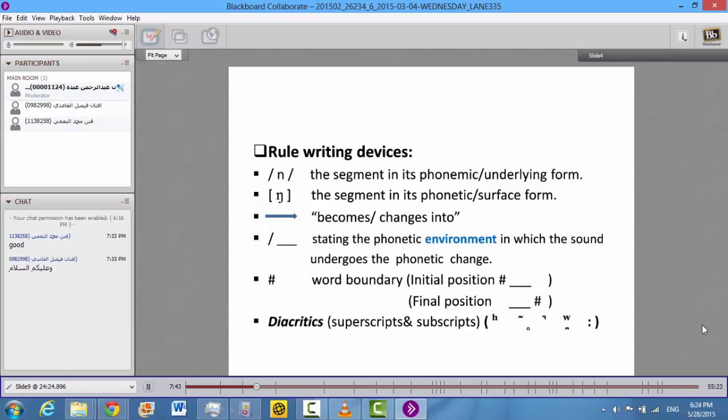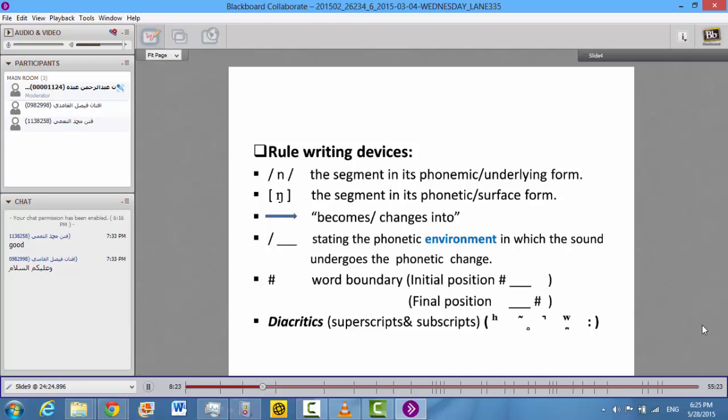Look at this mark also. We call it the word boundary. Here we have two lines crossing each other, crossing another two lines. We call it word boundary. This is used whenever we have a sound occurring initially or finally. So if the sound occurs in initial position, then we start with this mark, the word boundary, and we place it before the dash. In the final position, then we place it after the dash.